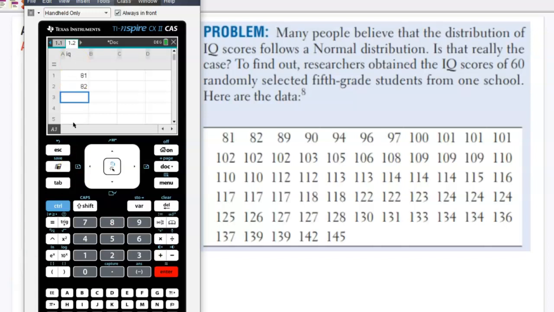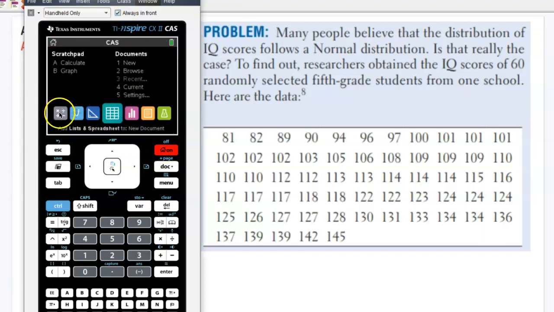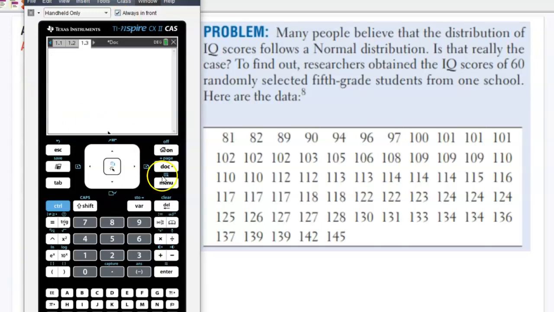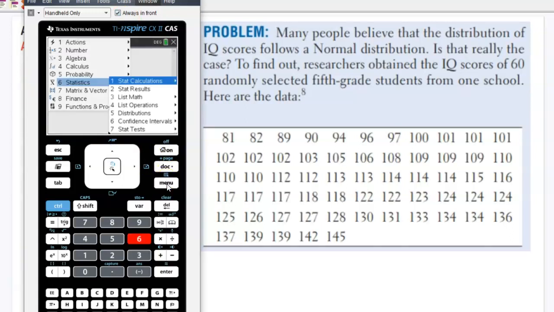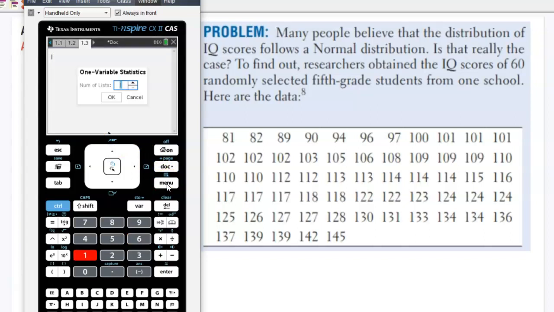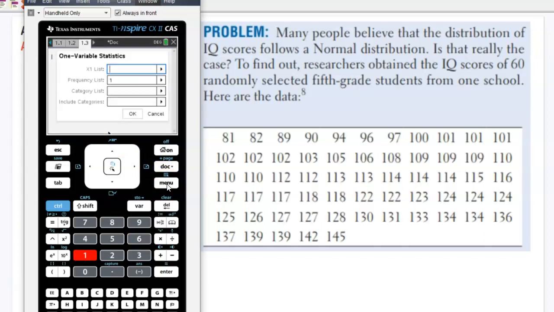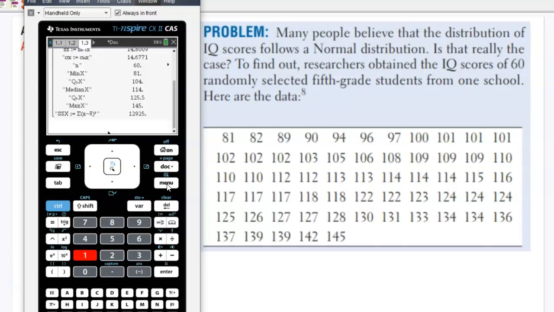I'm going to save you that trouble. Okay, hopefully I typed in that data correctly. I typed in 60 pieces of data. There are 60 pieces of data. That's good. So you want to run your one variable stat. So hit the Home key, go to Calculator page, go Menu 6, 1, Stat Calculations, one variable stat, say OK. Choose the list, which in this case is called IQ, or just type IQ, press Enter.